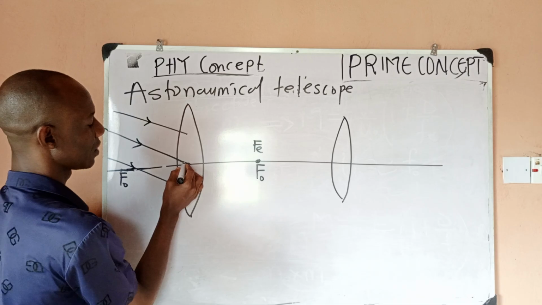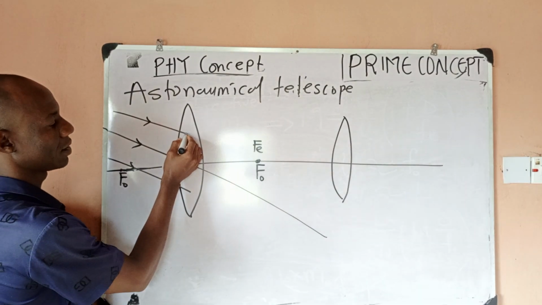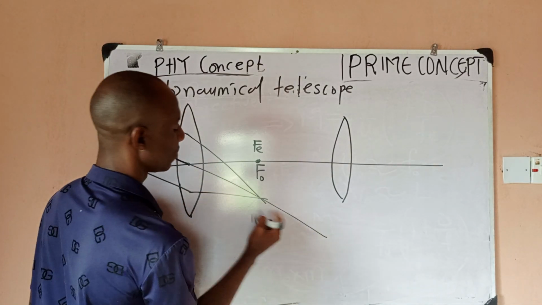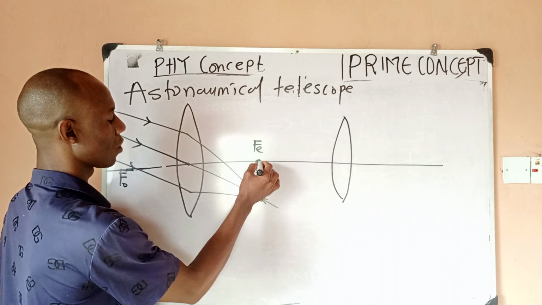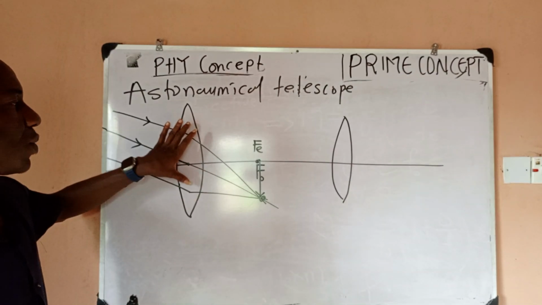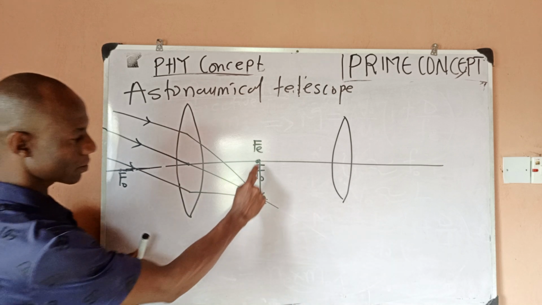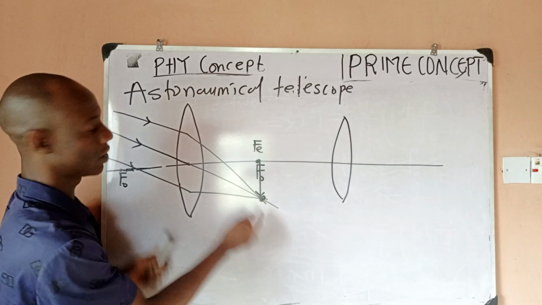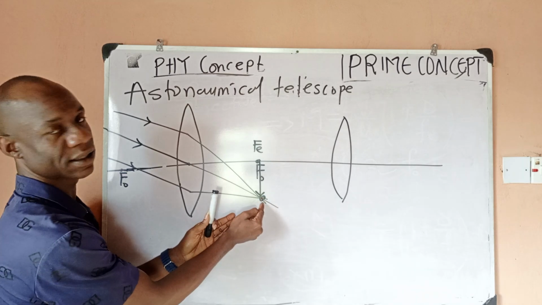This would go straight, since it is going through the optical center. While this would bend and meet at this point, and this would also bend and meet at this point, all of them would converge at the focal point. So this is where the image would be formed as a result of the objective lens. Since the rays are coming from infinity, parallel rays converge at the focal point.